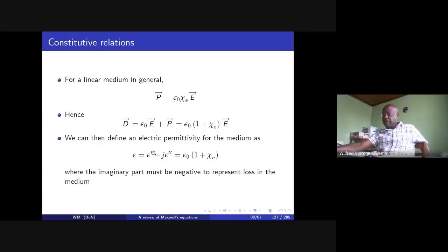That is, we define the electric permittivity for the medium as epsilon equal to a real part of epsilon itself minus an imaginary part due to the j part. We know that chi is a complex number, and this is because of the dissipation due to the damping forces during polarization, and we can write that as epsilon naught into 1 plus chi of E. The imaginary part must always be negative so that it represents a loss of energy in that material. That is, there will be dissipation or Joule's heating due to the polarization or the damping effects.